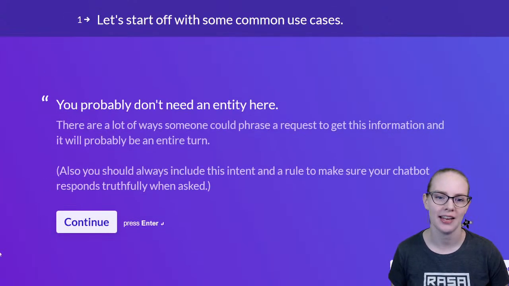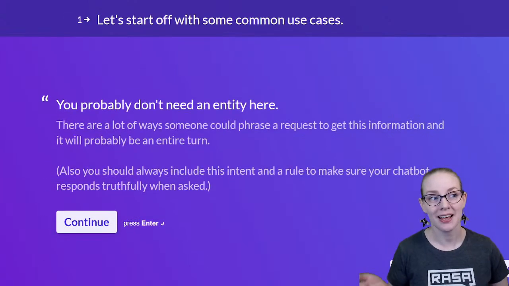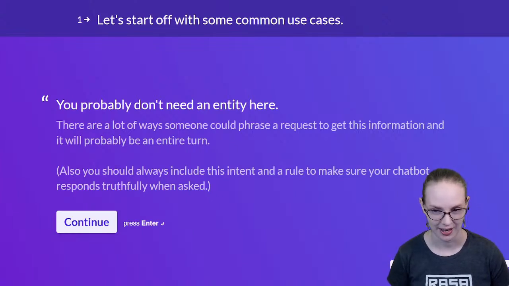I'm going to say we should use an entity. Probably not, actually. Probably not the best place for an entity.